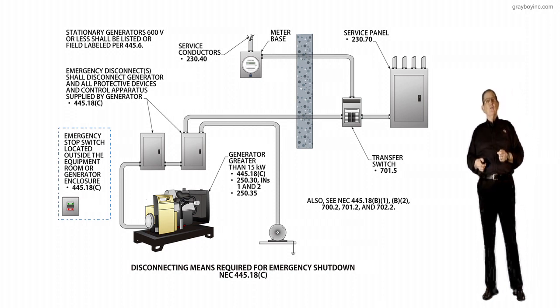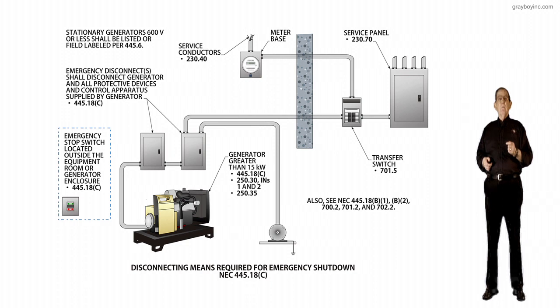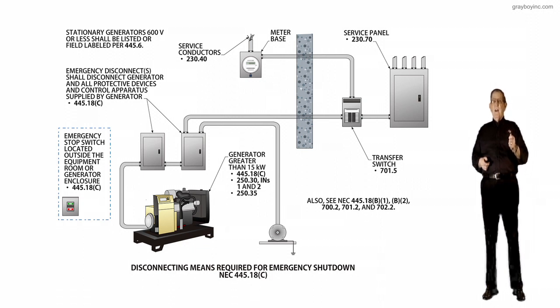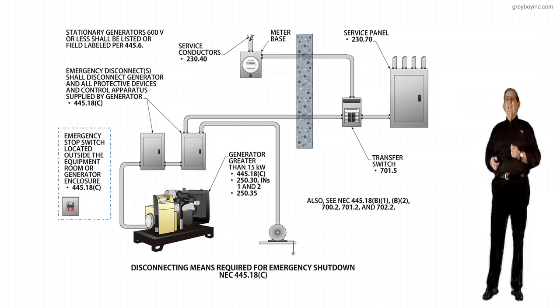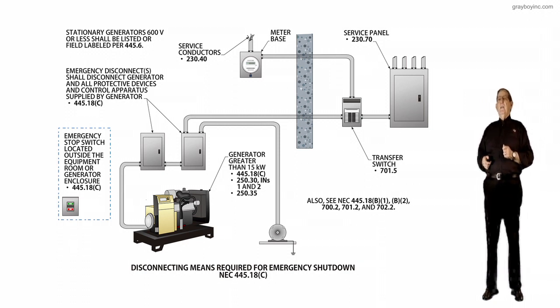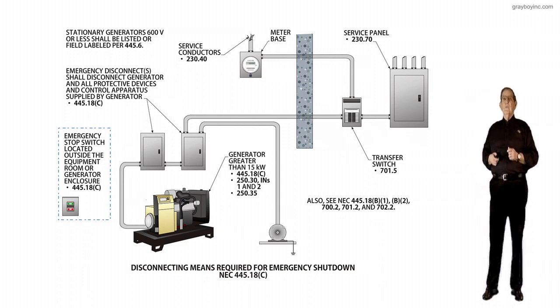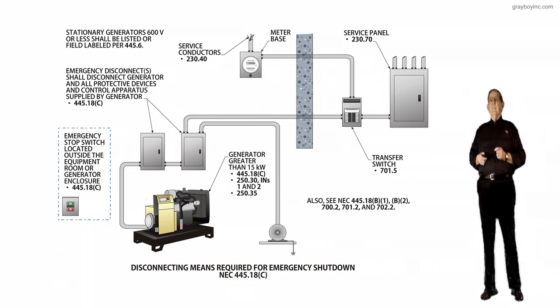Then you notice we have a little boxed-in area on the left bottom side of the illustration. It says emergency stop switch located outside the equipment or generator enclosure. We have to provide that in accordance with 445.18(C).